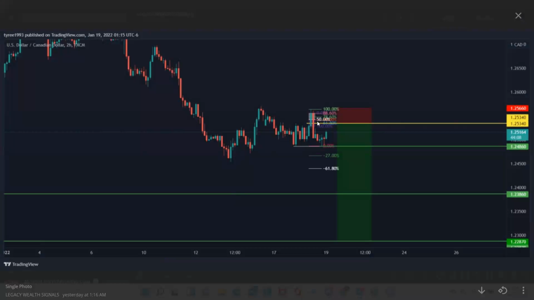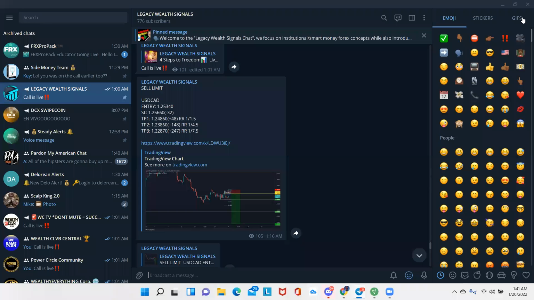Look at this. Even though this trade didn't activate, I ended up deleting the setup. This is a 2 hour time frame. So I use a lot of different time frames to help me. Yeah, bro, I would definitely add those time frames.